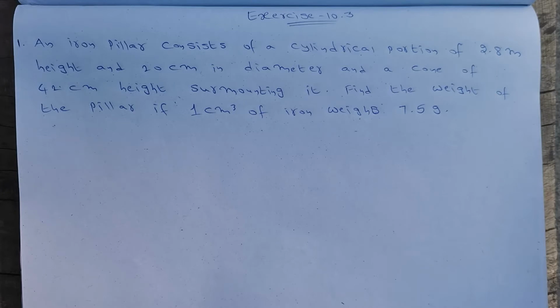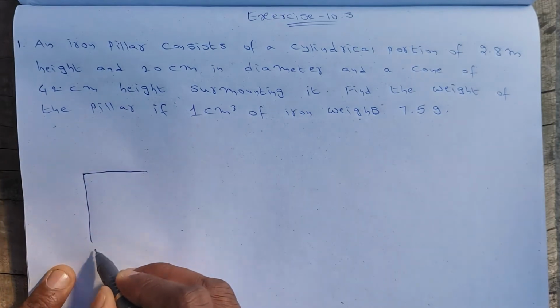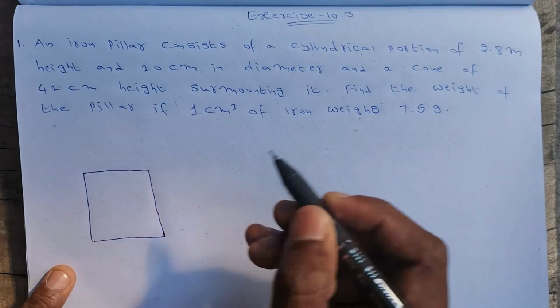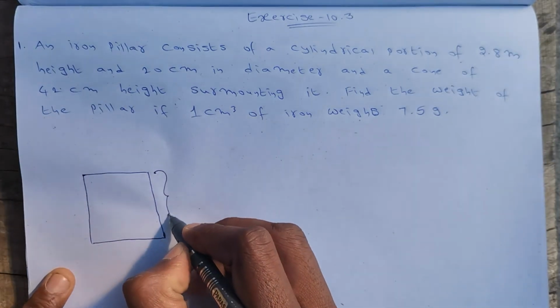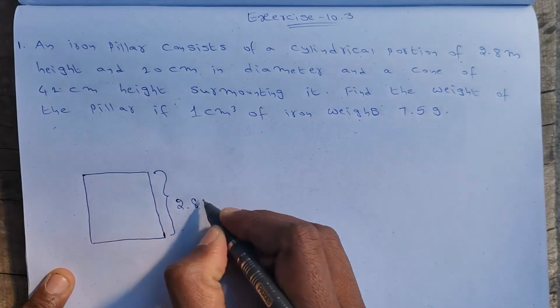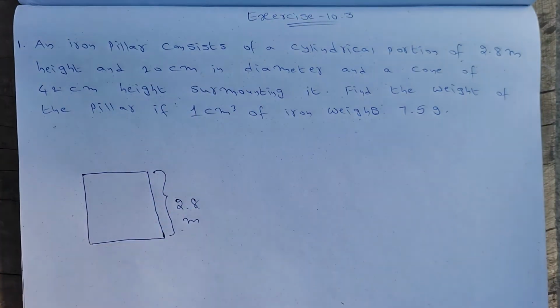Okay, the first question is, an iron pillar consists of a cylindrical portion of 2.8 meters height and 20 centimeters in diameter. So we have a cylindrical portion of 2.8 meters height. The height of the cylinder is given as 2.8 meters and 20 centimeters in diameter. Observe this carefully.